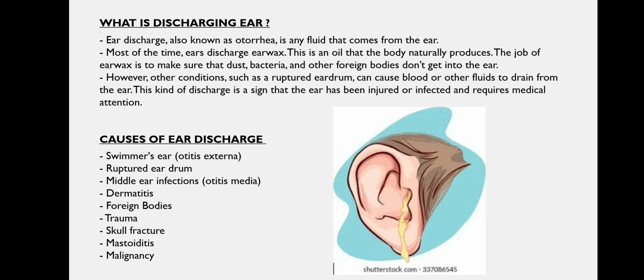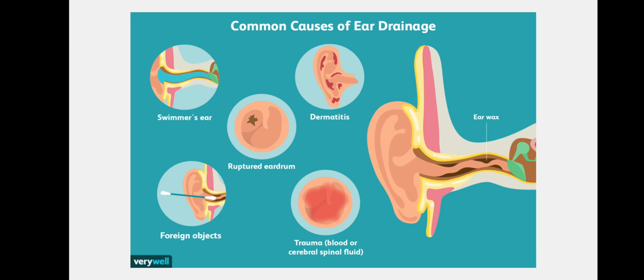Causes of ear discharge: otitis externa, which is commonly known as swimmer's ear; ruptured eardrum; otitis media, which is middle ear infection; dermatitis; foreign bodies; trauma; skull fracture; mastoiditis; and malignancy. These are some common causes of ear discharge.